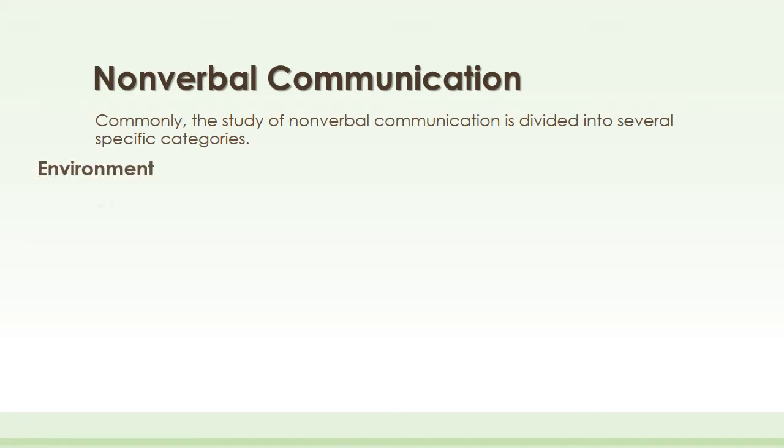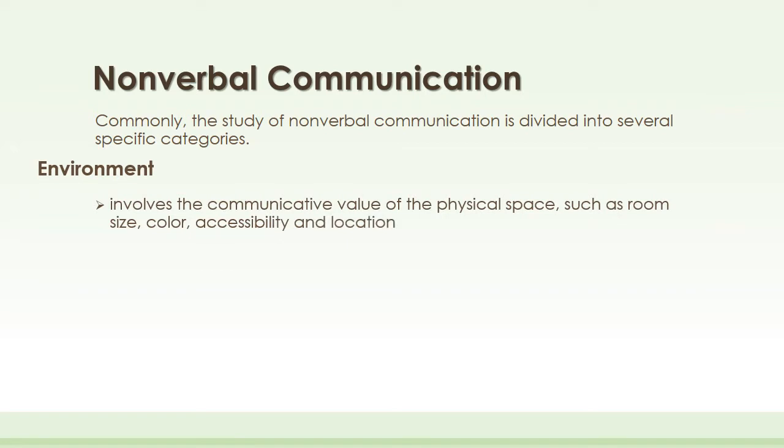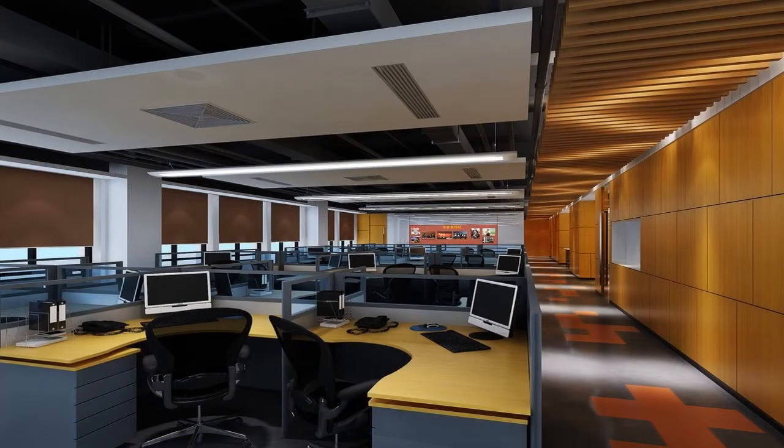Environment. This involves the communicative value of the physical space, such as the room size, color, accessibility, and location. Business people, for example, assume significant meaning about desk size, offices with or without windows, and so on. Generally, it is assumed that the most important people in a company occupy the uppermost floor in a building.